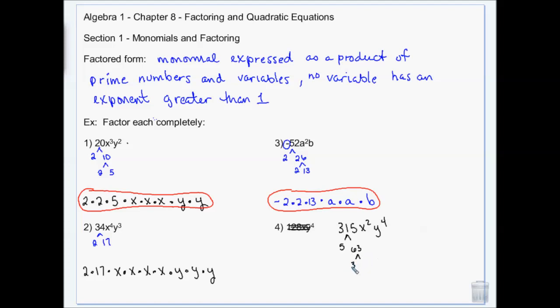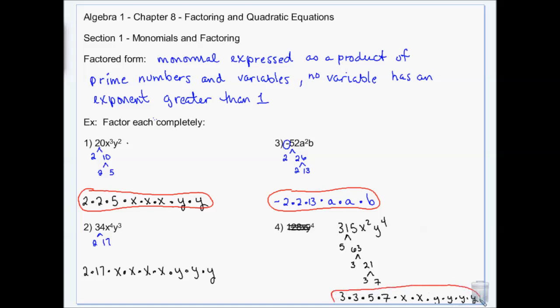But I'm going to go ahead and go with the 3 on this, and that's 21. And 21 is 3 times 7. So I'm going to have 3 times 3 times 5 times 7, and it doesn't matter what order you put these in. Actually, I just like to put them in numerical order because it's prettier. 2 x's and 4 y's. And that's the completely factored form.